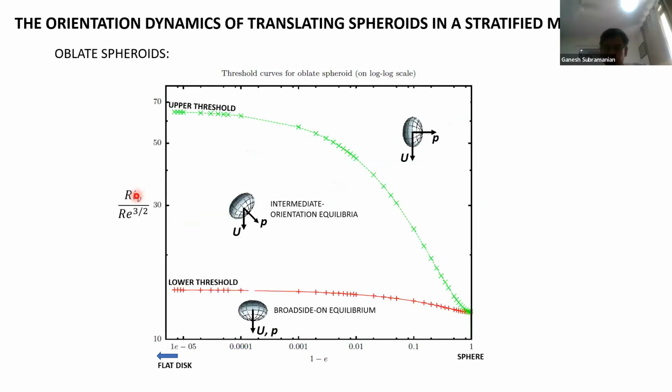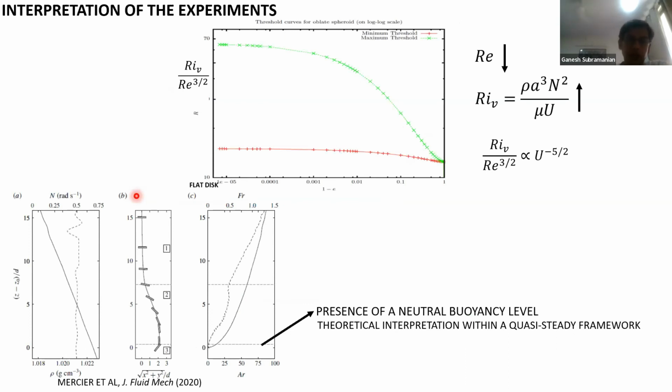So now, as the last part, I just want to go back to the experiments to try and interpret them. We know enough to do that. This is the experiments that I spoke about initially, the ones by Mercier. Remember that in theory, RE and RIV are fixed dimensionless parameters. And so we want the buoyancy frequency to be fixed, and the settling velocity to be fixed. But in practice, that's not the case.